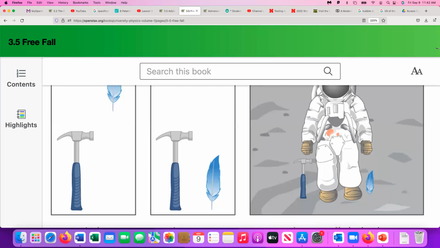It's not showing up on that. I lost my mouse. There it is.